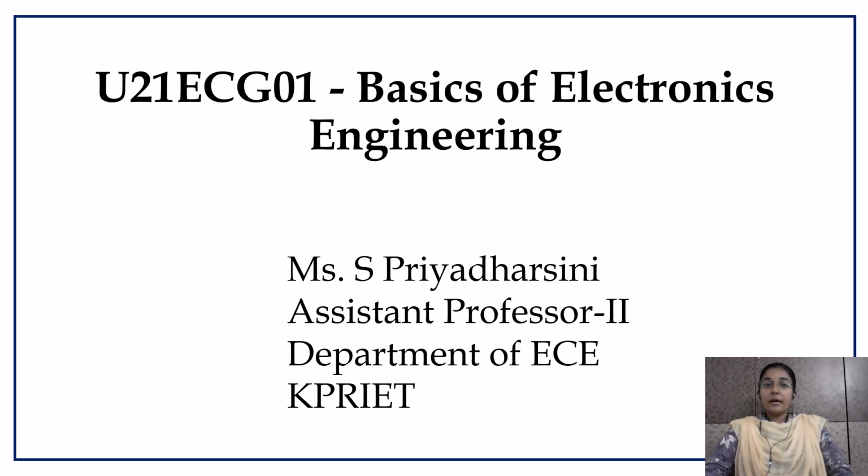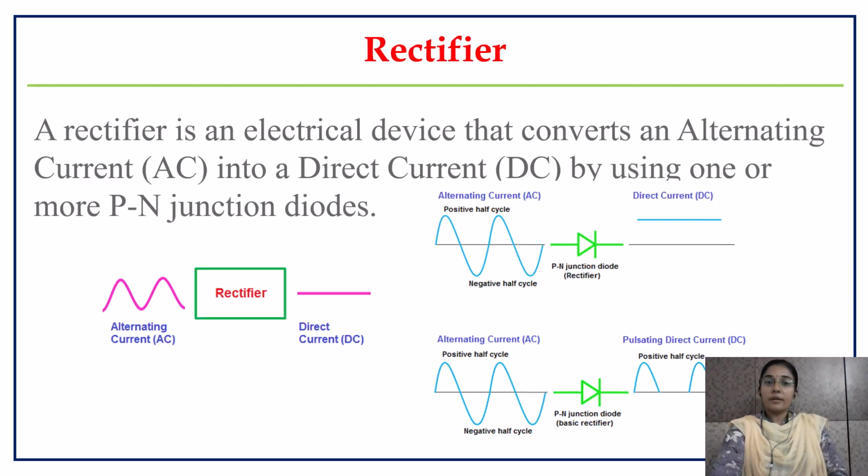Hello everyone. Today we'll see about rectifier and types of rectifier, which is half wave rectifier and full wave rectifier. As we have discussed in the previous sessions, a rectifier is an electrical device that converts alternating current into a direct current by using one or more PN junction diodes.